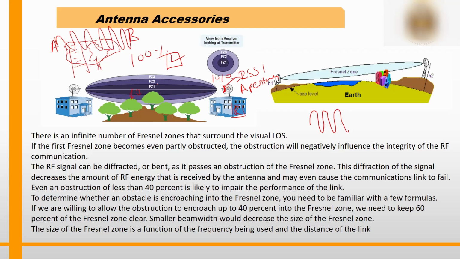You can have any n number of Fresnel zones, but it depends on all the radiation that you are sending. There is an infinite number of Fresnel zones that surround the visual line of sight. If the first Fresnel zone becomes even partly obstructed, the obstruction will negatively influence the integrity of the RF communication. Even an obstruction of less than 40% is likely to impair the performance of the link. To determine whether an obstacle is encroaching into the Fresnel zone, you need to be familiar with a few formulas if you are willing to allow the obstruction to encroach 40% into the Fresnel zone.